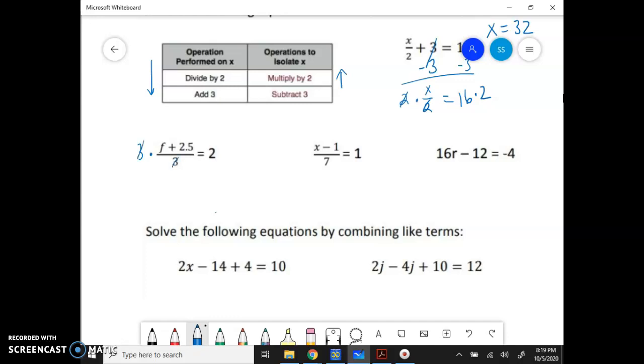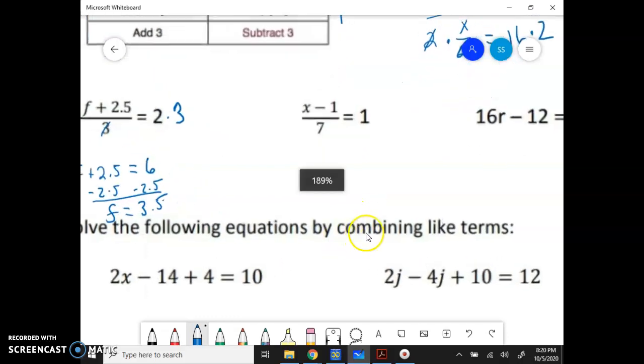Now it's equal to 1 in the denominator, which means we don't need to write it, because we could write any number over 1, but we don't really do that because it's unnecessary. If I multiply by 3 on one side, I have to do it to the other side. So I'm left with f plus 2.5 is equal to 6. Now I just subtract 2.5 on both sides, and I'm left with f is equal to 3.5.